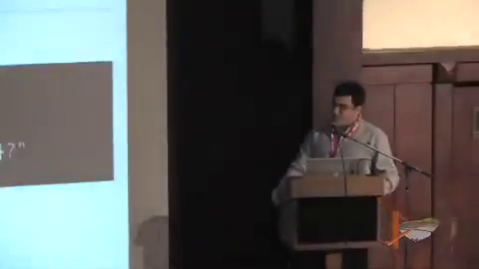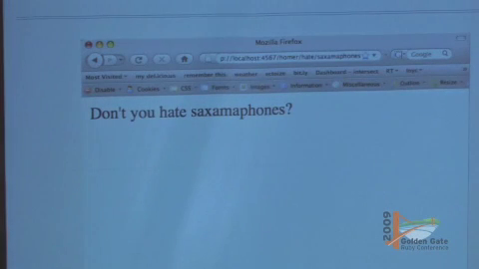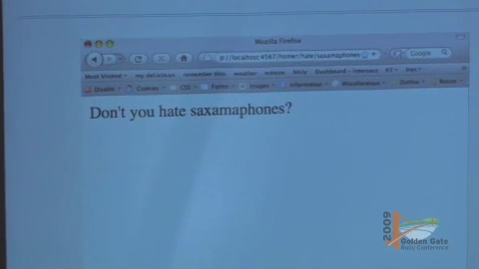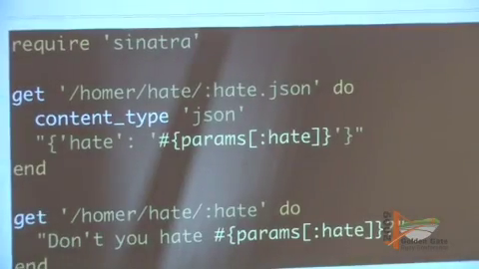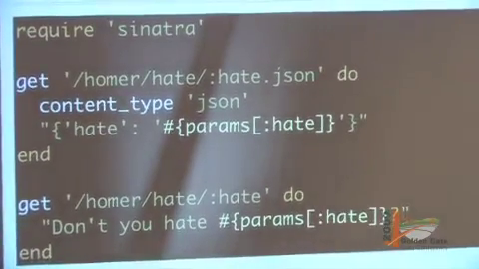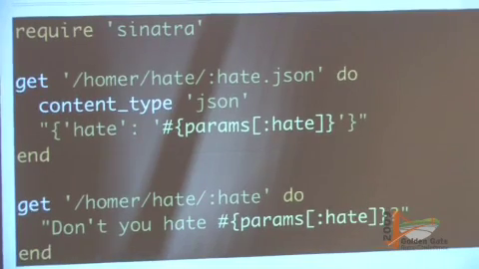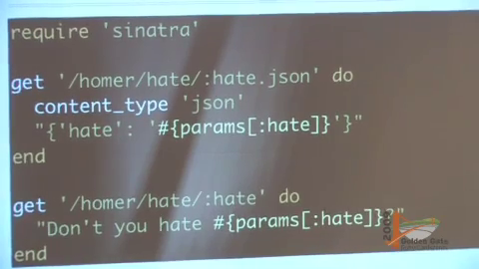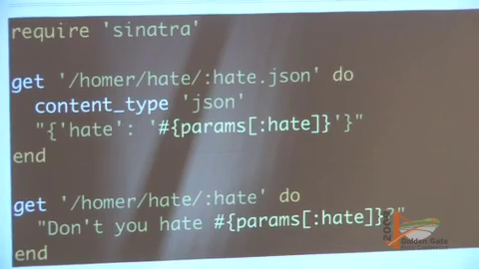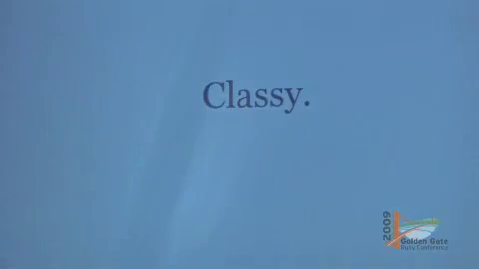It gets a little more complex than that. You can pull params in just like Rails, don't you hate whatever, don't you hate saxophones, yes. Then it gets a little more complicated than that. I'm going really quick, but I hope it seems like everyone's used it. Basically you require Sinatra, you define a get, you can define a content type just like Rails, return JSON, but really the important part is you define a route, you define where it goes, and then you return a string. Really easy. So it's pretty classy.